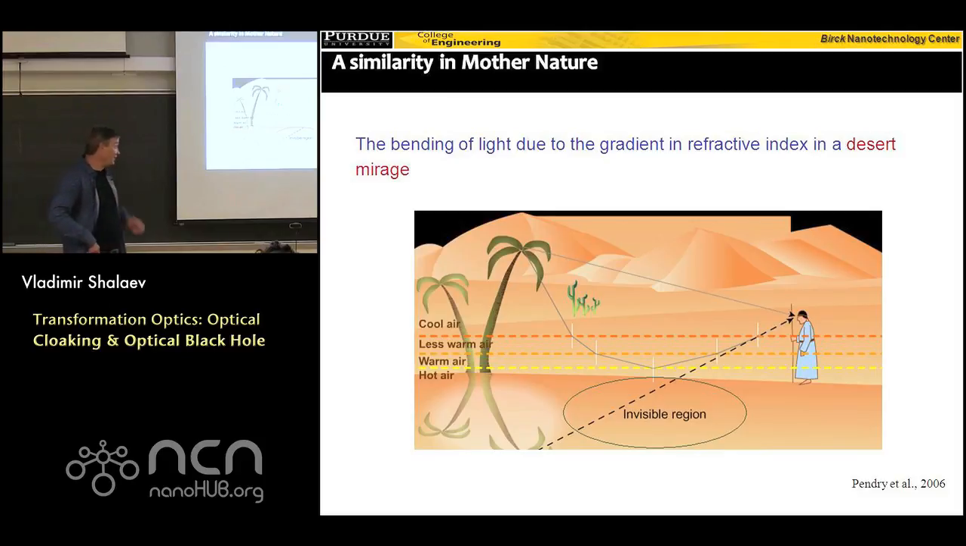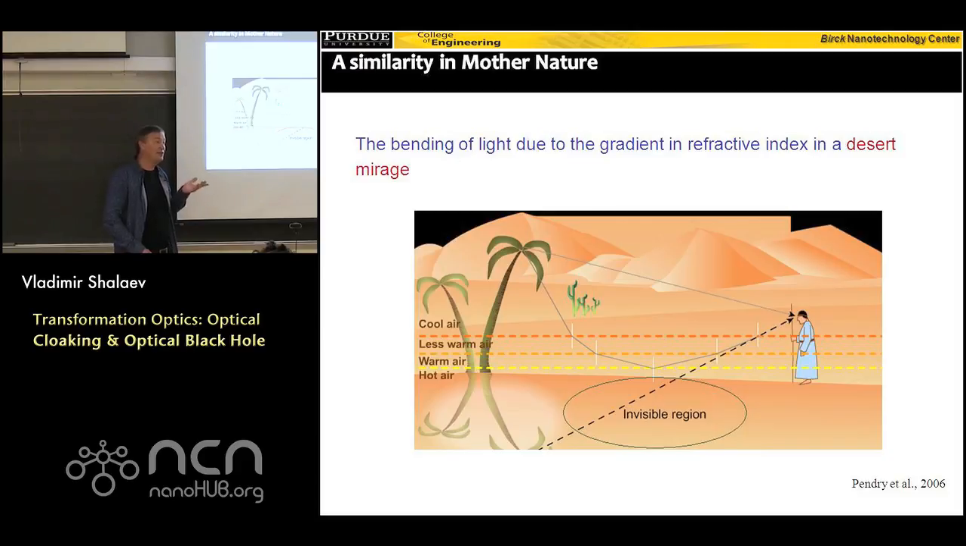So, actually, there is a phenomenon in nature which is somewhat related, but as I will show, not exactly in complete analogy to what I'm talking about. And this is the mirage phenomenon. In the hot areas where you have exceptionally high temperatures, closer to the ground you have higher temperature of air. And when you move away from the ground, the temperature drops a bit, which means that you have a gradient in temperature.